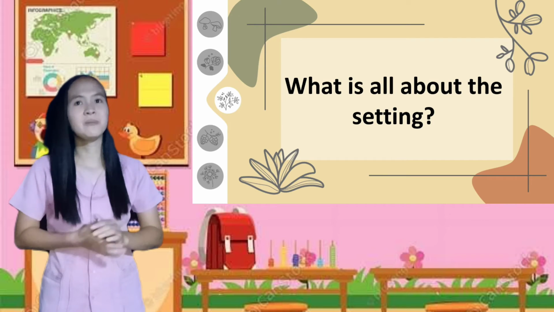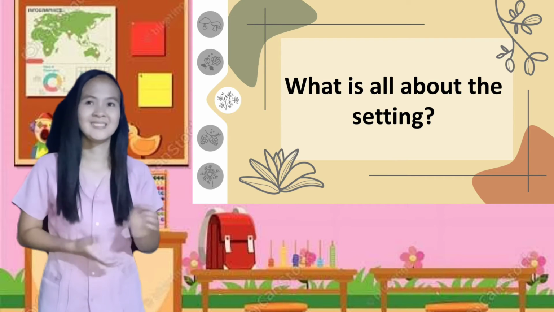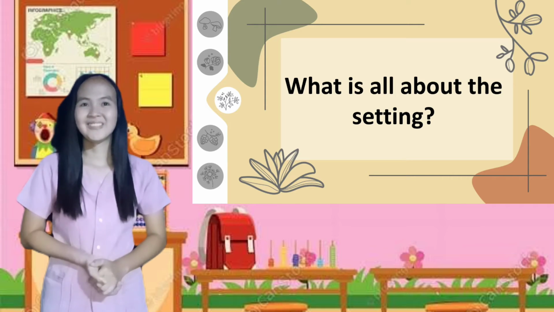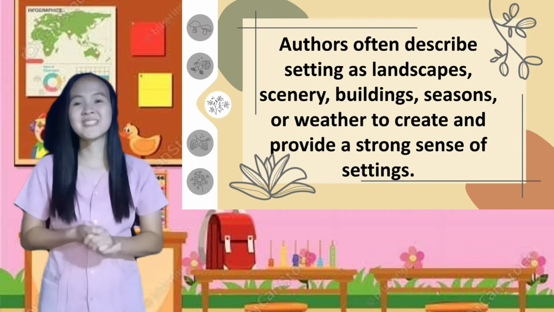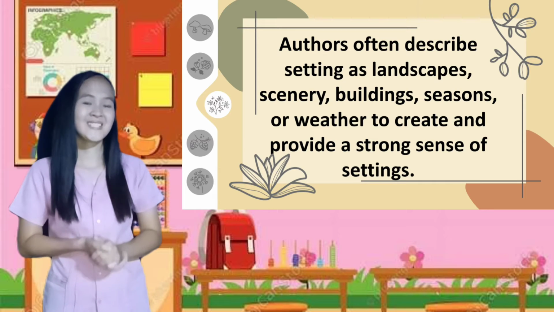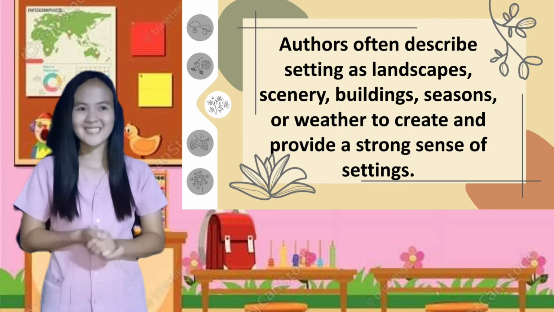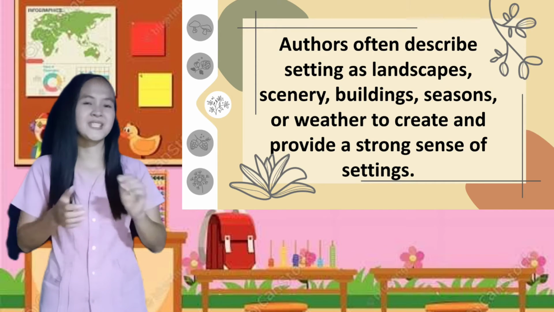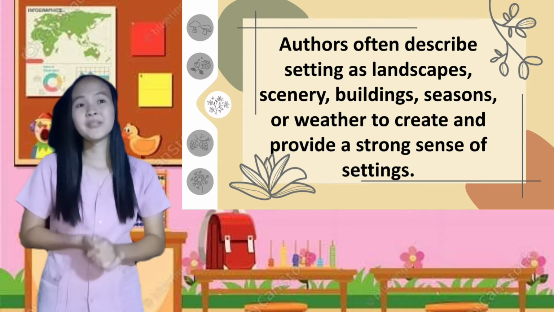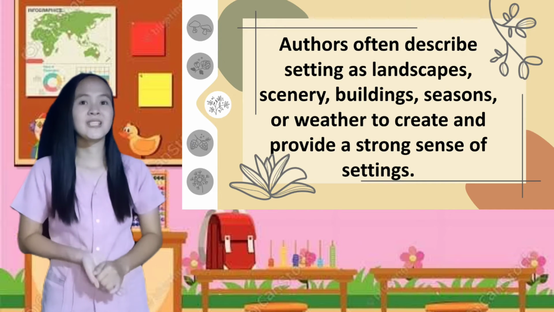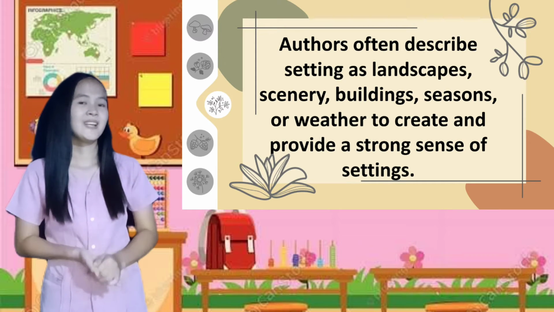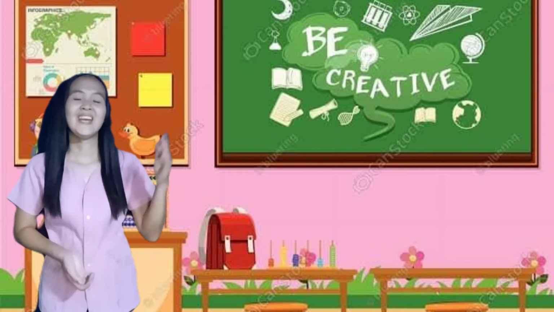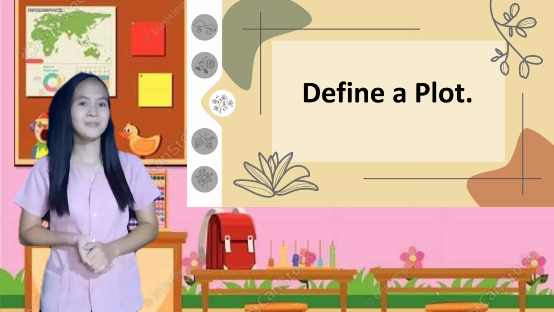So what is all about setting? Anyone? Very good. Authors often describe setting as landscape, scenery, buildings, seasons, or weather to create and provide a strong sense of setting. In the story that we have read, the setting is described as the market day and town. Thus, the next element is the plot. Anyone who can define a plot?